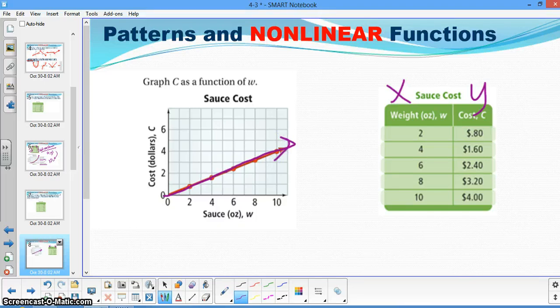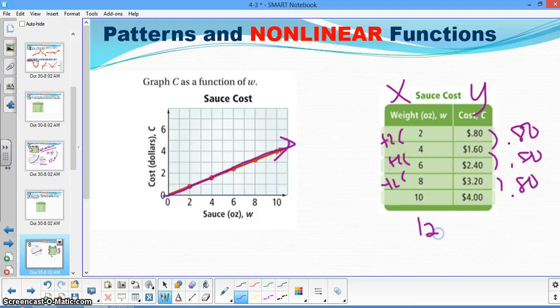Again, I like to look at the change and see if it's constant. Here, the x values is increasing by 2, so it's constant. But also, the y values is increasing at the same rate of 0.80 each time. If there's constant change in both your x and y, it is linear. So we should be able to determine if the sauce is 12 ounces, the cost would be $4.80 because we know the pattern exists already.